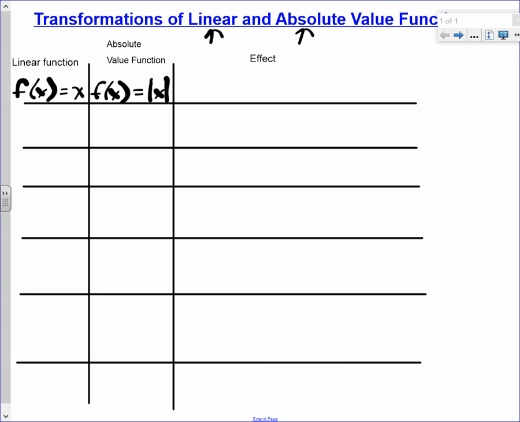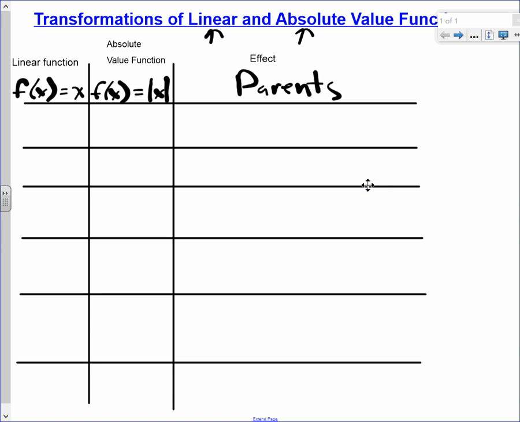What's the effect of that? Well, there is no effect because these are the parents. Go ahead and write parents. These are the parent functions. Put that in there for me. The parents have children. How do the children look? Here we go.